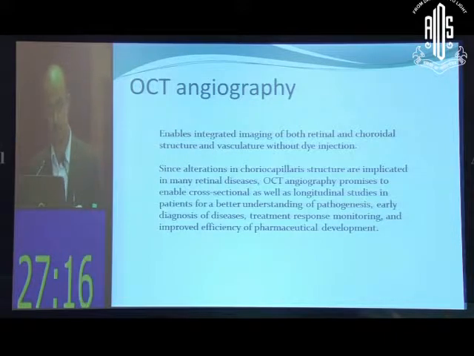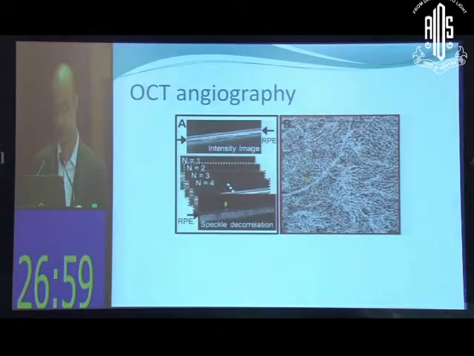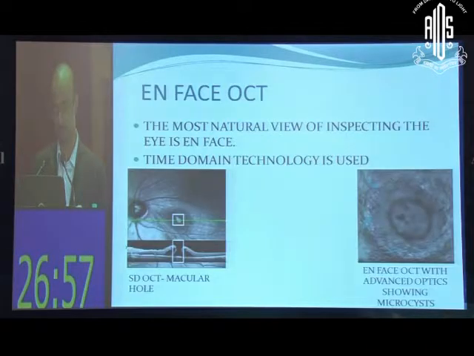Another advantage of this ultra high resolution OCT is that it is capable of doing OCT angiography without injection of the dye. Earlier we used to use only the ICG to see the choroidal vasculature, but now with the help of these ultra high resolution OCTs, we are able to see the choroidal vasculature without injecting the dye. And this is how it would look like.